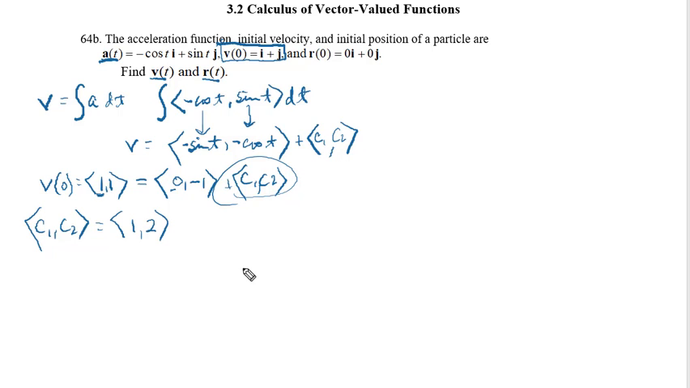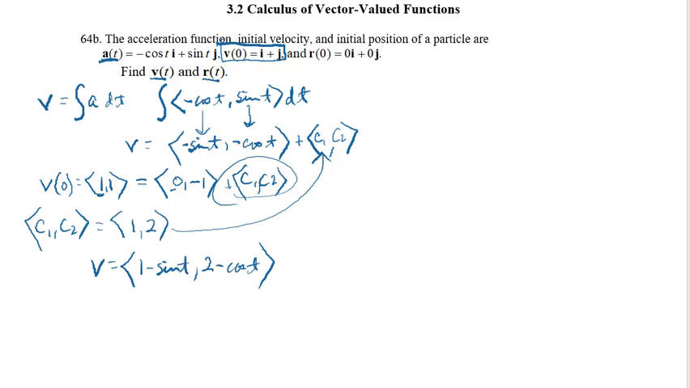Using that constant of integration and putting it back in here, we've got v equals a negative sine of t plus 1, which we can write as 1 minus sine t, and the negative cosine of t plus 2, which we can write as 2 minus cosine t. So there's our velocity vector, v of t.